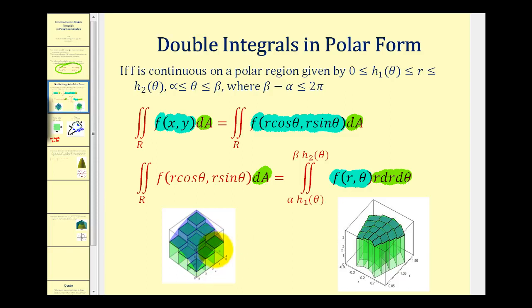Notice in rectangular form, we were determining the volume of these boxes, where the bases were squares. Well, in polar form, we still want to determine the volume of these boxes, but now the bases aren't quite rectangular, so it's going to take a modification of the formula to determine differential A. Let's take a look at that.